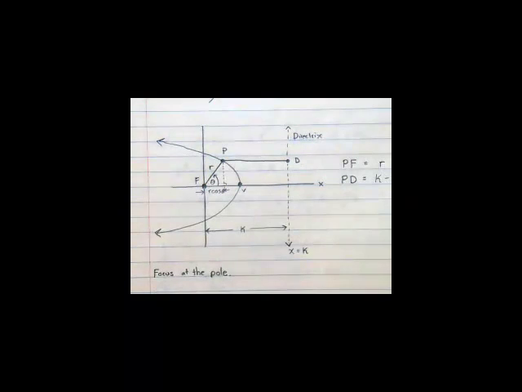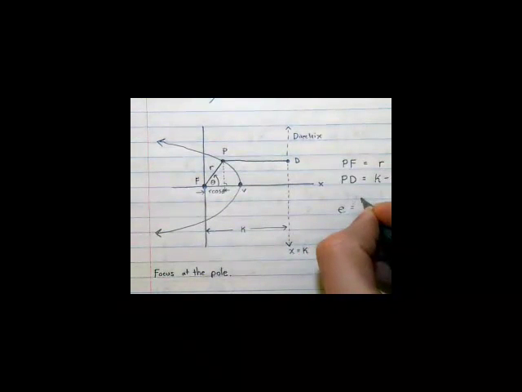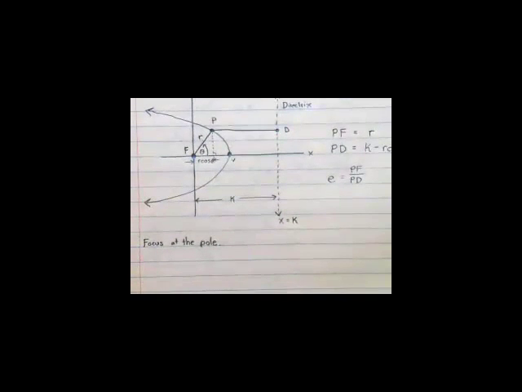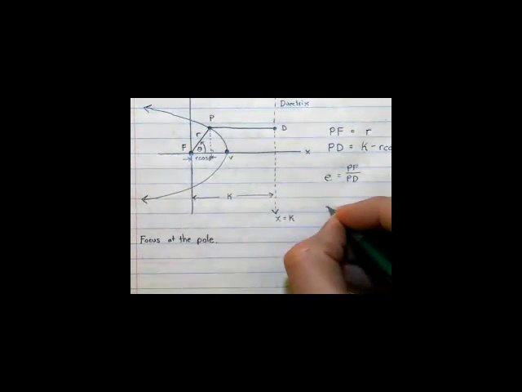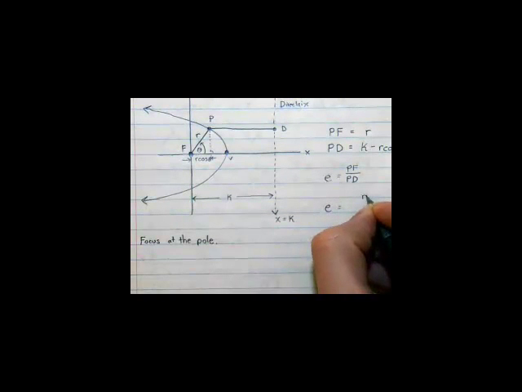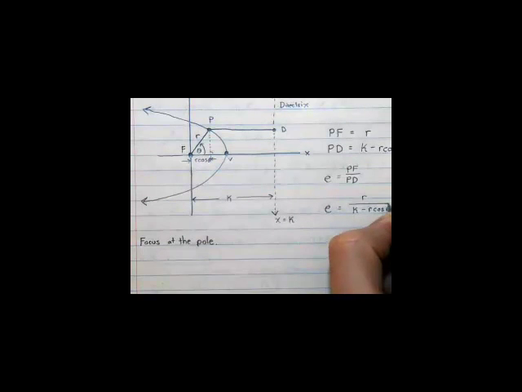Okay? So eccentricity we said was equal to PF over PD. So we're doing a little substituting here. The eccentricity is equal to r divided by k minus r cosine theta.